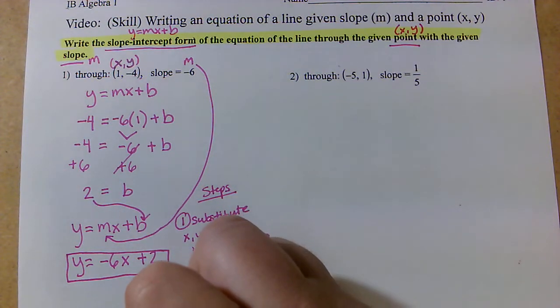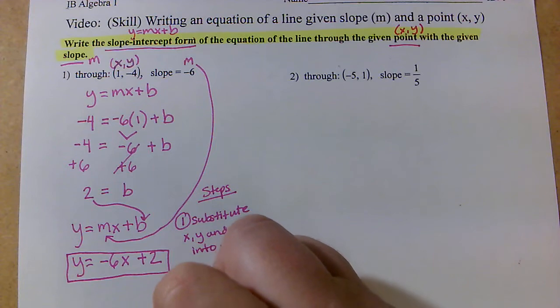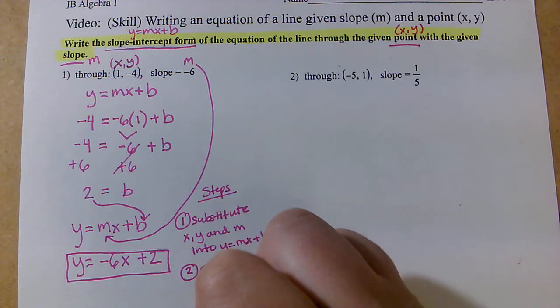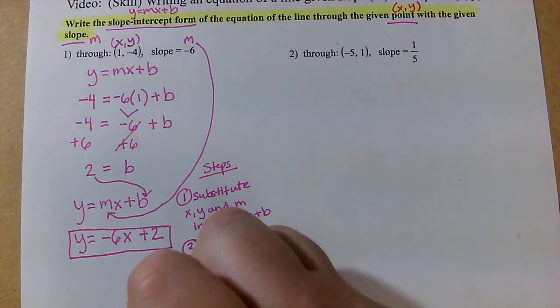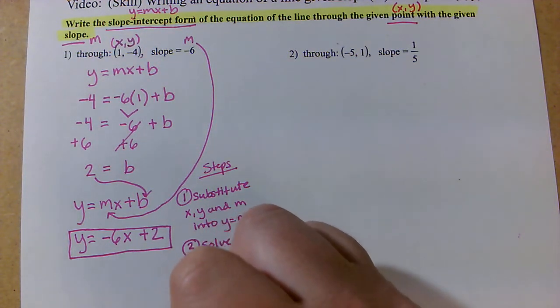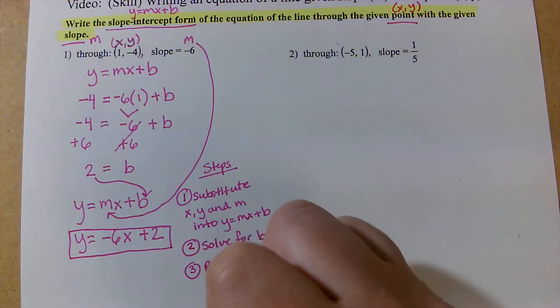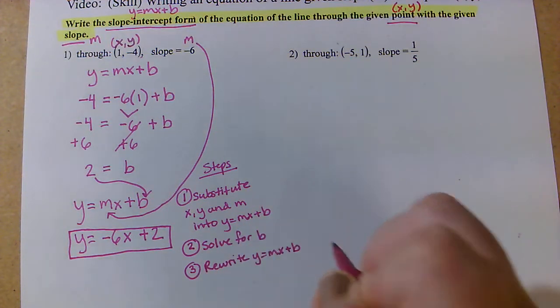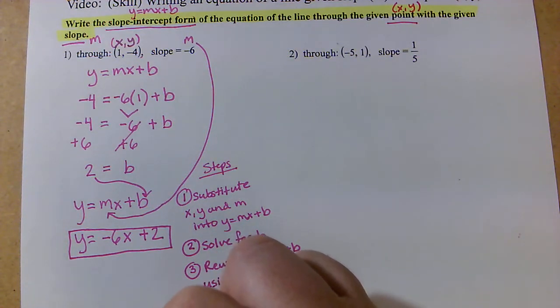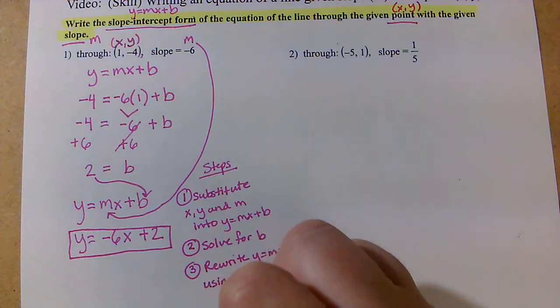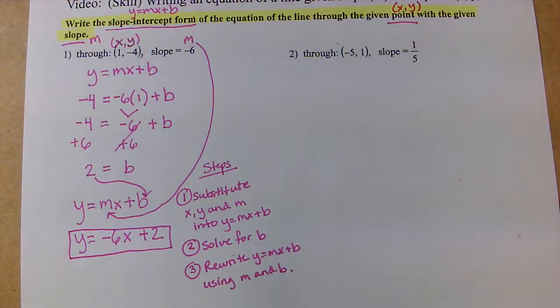Next thing we did was we solved for b. The last thing we did was we rewrote our equation using m and b. So we had m to start, we used the x and y to figure out what the b was, and then we filled in our m and our b in our equation to get our final result.